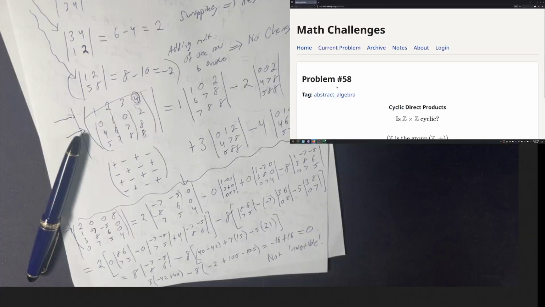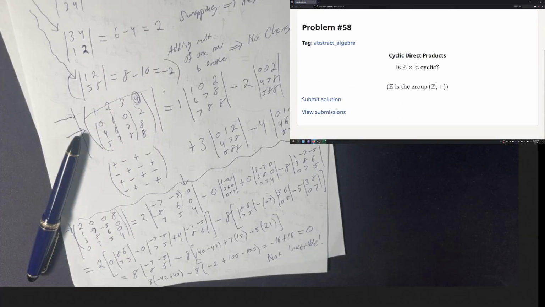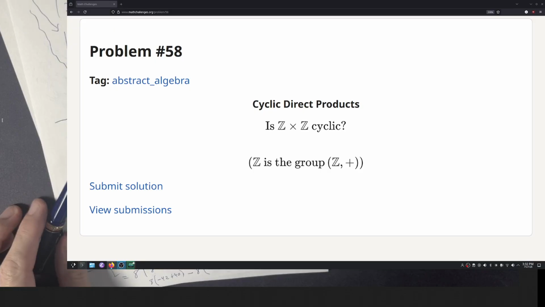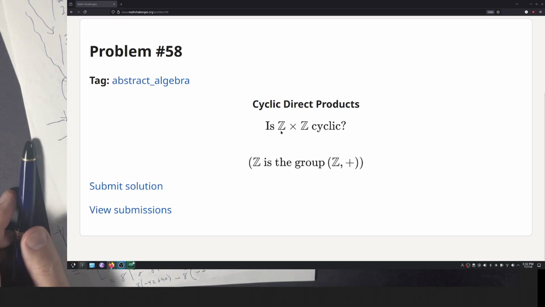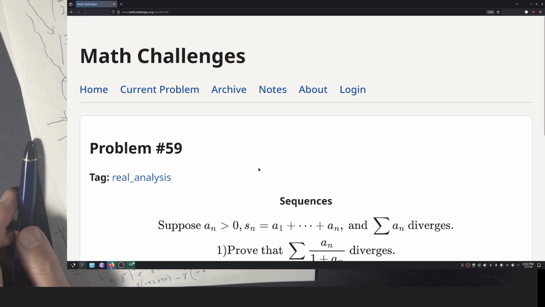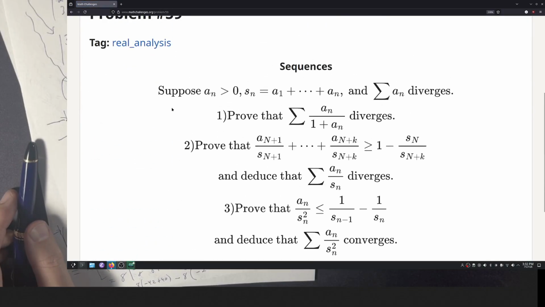All right, I am moving on. Let us move on to the abstract algebra question. I'm almost done here. We're just doing through 59. So here's the next question I'm going to look at. And then there's a real analysis question. I'll see if I remember how to do this one.